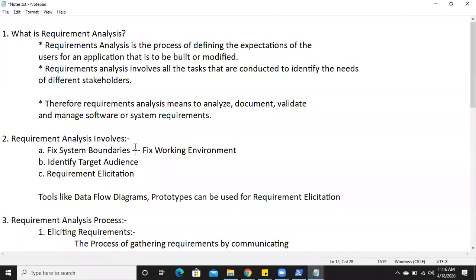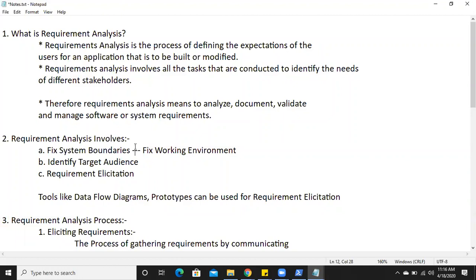Fixing system boundaries means we have to define the limits of our system, in which working environment our system is going to perform. For example, if there is any critical working environment, like hospitals or military fields, there will be boundaries. Those are the boundaries, in which working environment the system or software application will operate.